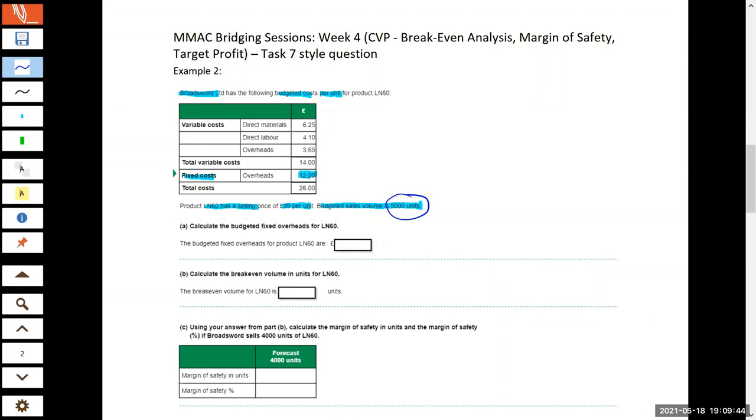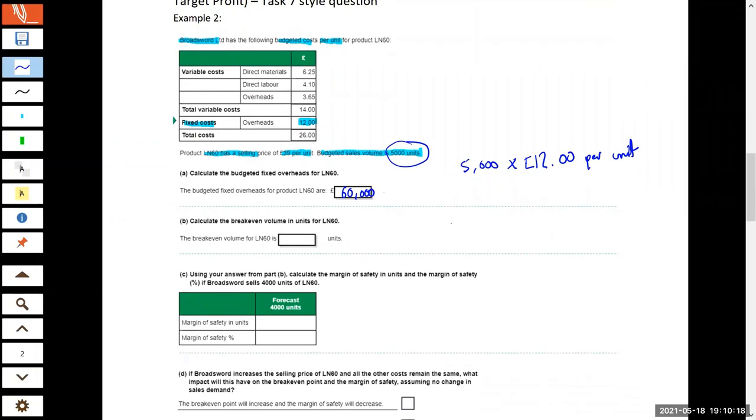Yeah, 5,000 units times 12 equals £60,000. I absolutely agree. Yeah, brilliant. Thank you, Sophia. So we're saying 5,000 units, which we budget to produce, and the fixed costs have been absorbed into this at a rate of £12 per unit. And that quite rightly comes out at £60,000. Brilliant. At this 5,000 units.